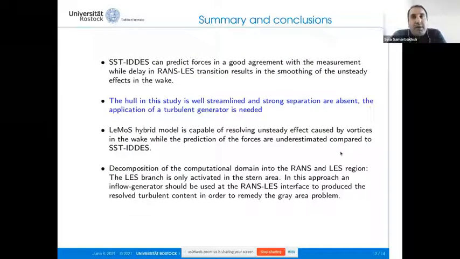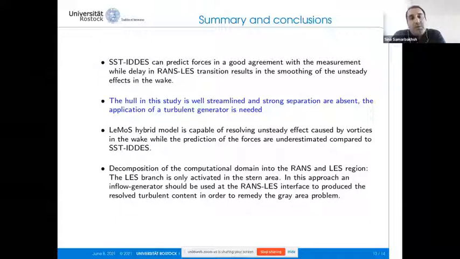And the summary of my presentation: SST IDDES can predict force in good agreement with the measurement, while the delay in RANS-LES transition results in smoothing of the unsteady effect of the wake. This ship is well streamlined and strong separations are absent. So maybe the application of a turbulence generator is needed for SST IDDES. The LES hybrid model can predict the unsteady effect very well, but the prediction of forces is underestimated compared to SST IDDES, and also the RANS result and the measurement result.